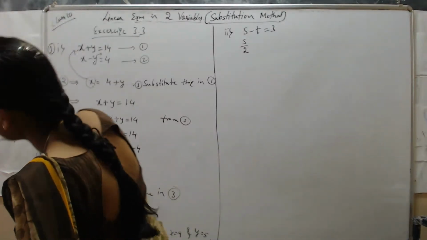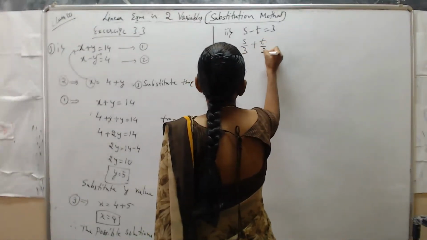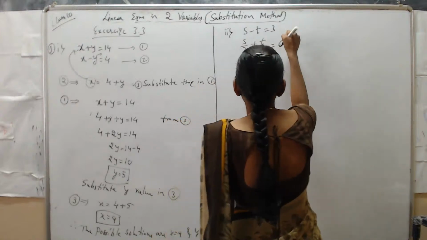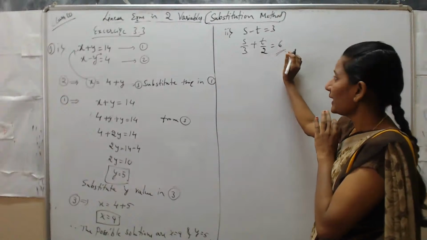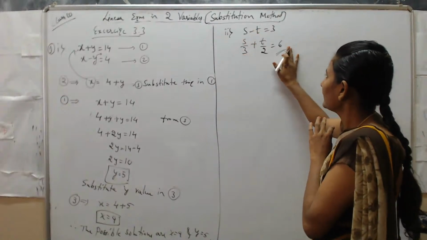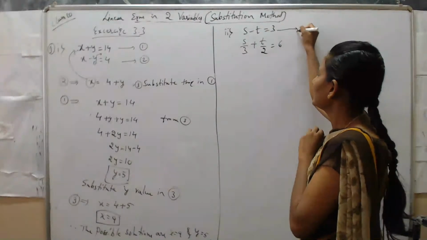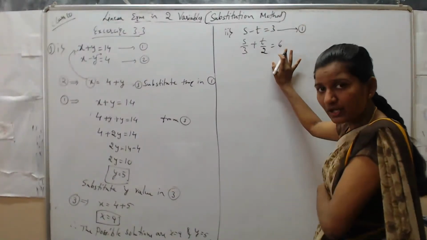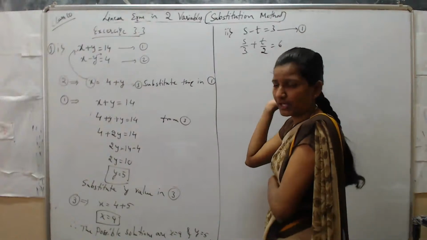S by 3 plus t by 2 is equal to 6. See here they have given it in the fraction form. We have to make it a linear equation. Take this equation as 1 and don't take this equation as 2, because we have to simplify this and write it in the simplified form. They have given the fractions.